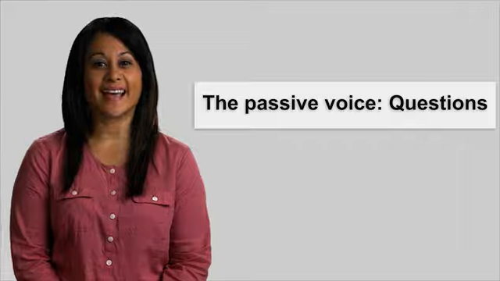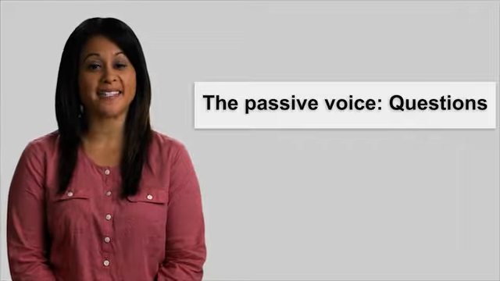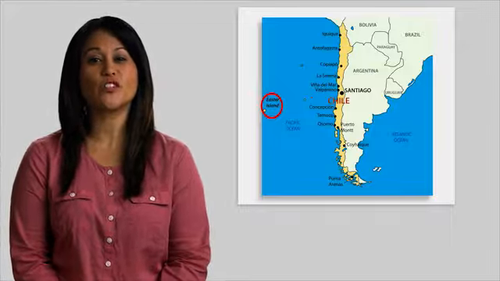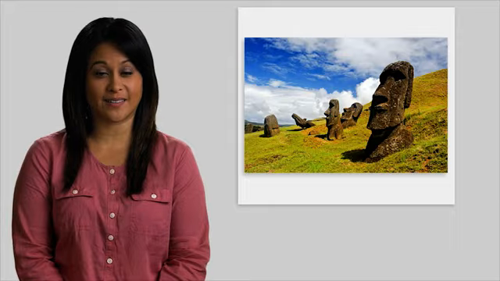Hello! This lesson is about questions in the passive voice. This is Easter Island. It's in the Pacific Ocean, more than 2,000 miles from the coast of South America. Easter Island is known for its huge statues. Their average height is more than 13 feet, or almost 4 meters.